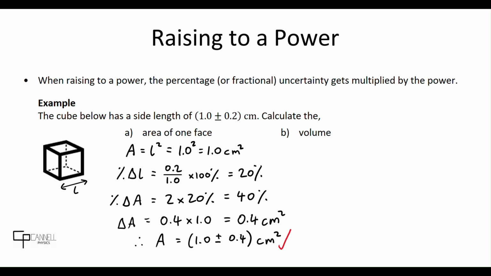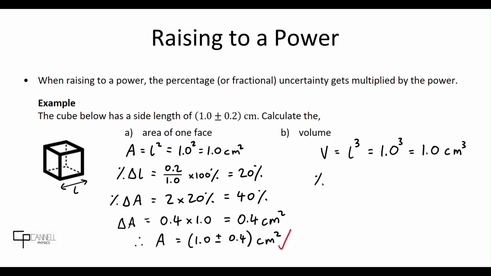Now to calculate the volume, this will simply be the side length cubed. So substituting to get the volume is nice and easy again because we're just working with 1. So this is going to be 1.0 cubic centimeters. Now to get the uncertainty in volume, well, the percentage uncertainty in the length will be multiplied by 3 to get the percentage uncertainty in volume.